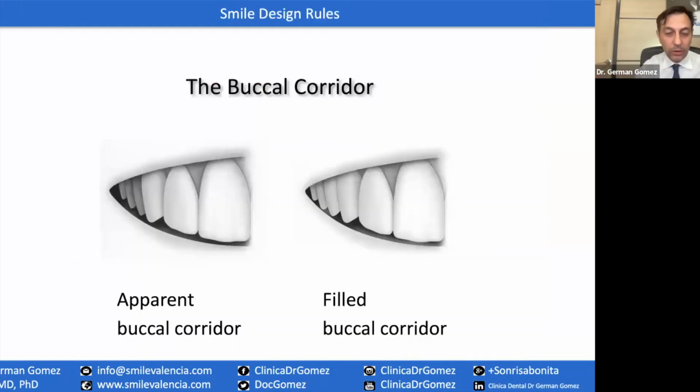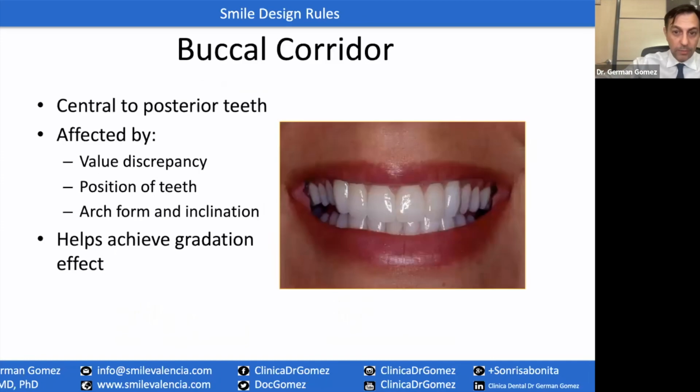Now, the corners, we call that the buccal corridor. The buccal corridor has to be filled out. If it is not filled out, the smile appears to be very narrow. That is why sometimes 6 veneers is not enough. We need some more to fill out the buccal corridor. Sometimes we don't need more if the buccal corridor is filled out. We just need to whiten the teeth that are there, okay?